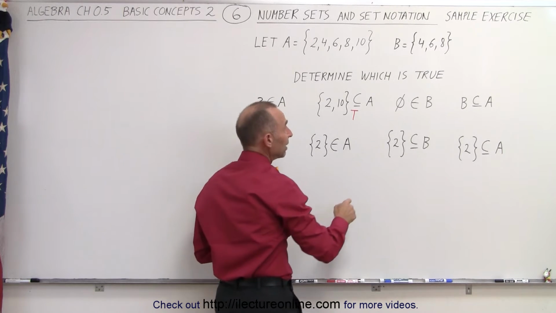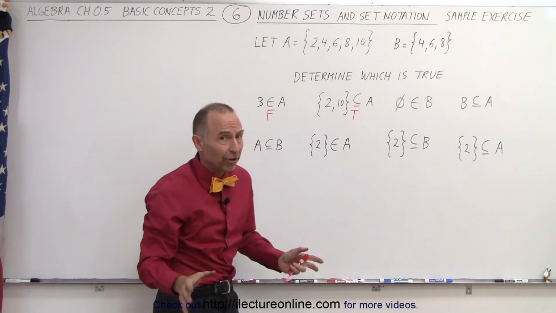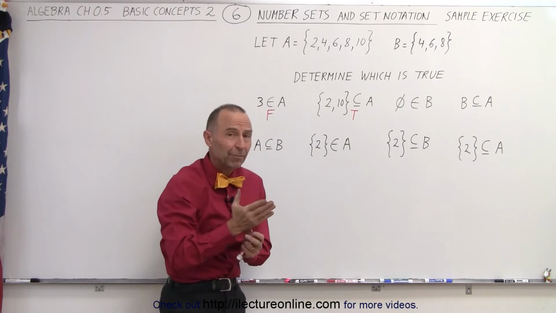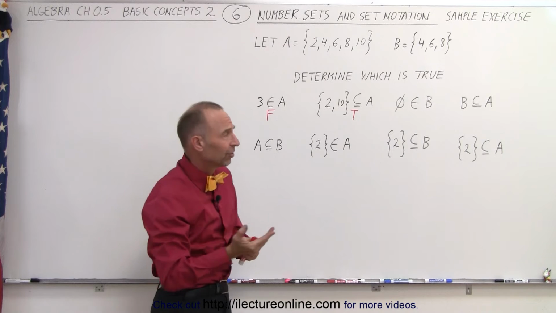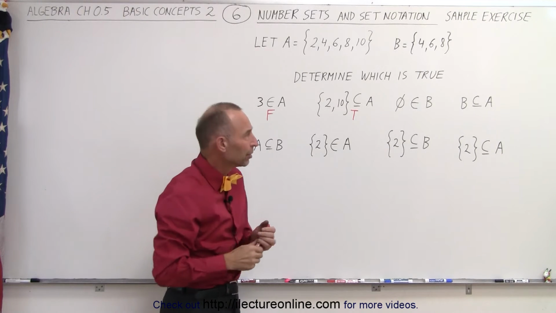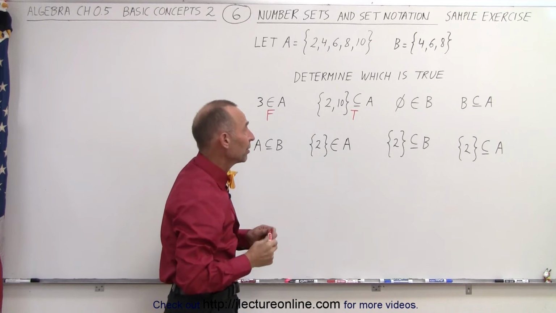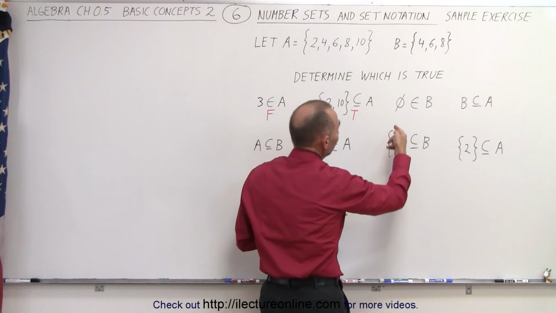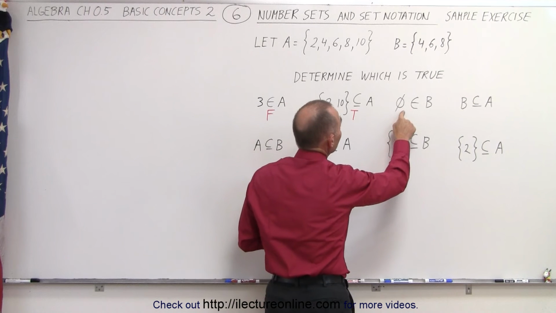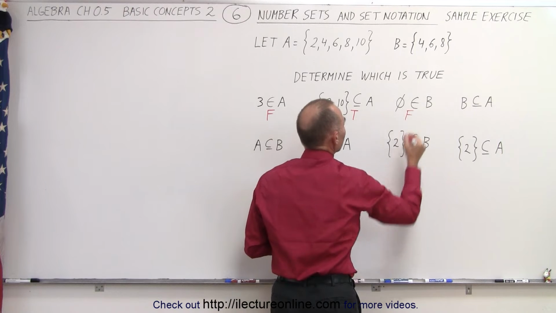Next, we're being asked if the null set is an element of B. There we don't have to go any farther because a set can never be an element of another set. A set can be a subset of another set, but it cannot be an element of another set. So strictly by that alone, that cannot be a true statement. That has to be a false statement. And since the null set doesn't contain any elements that's in the set B, therefore it's definitely false.